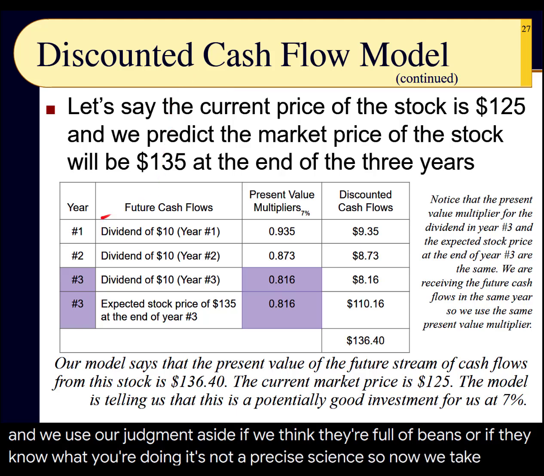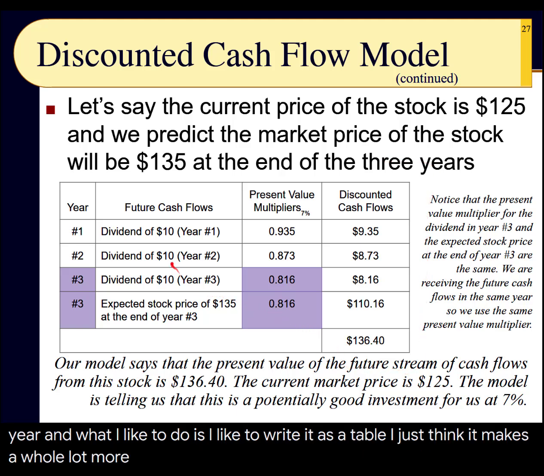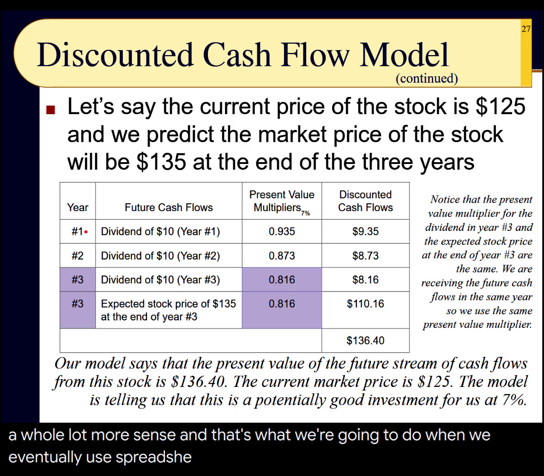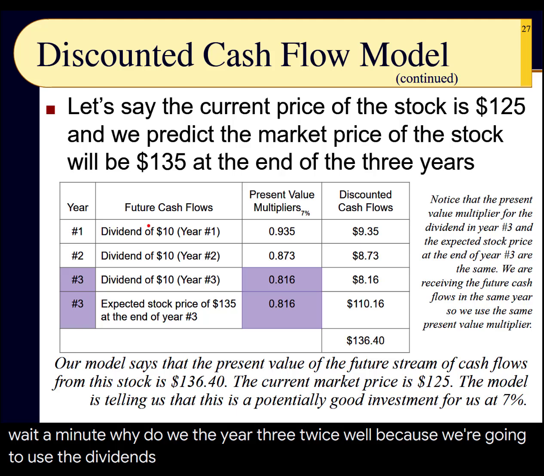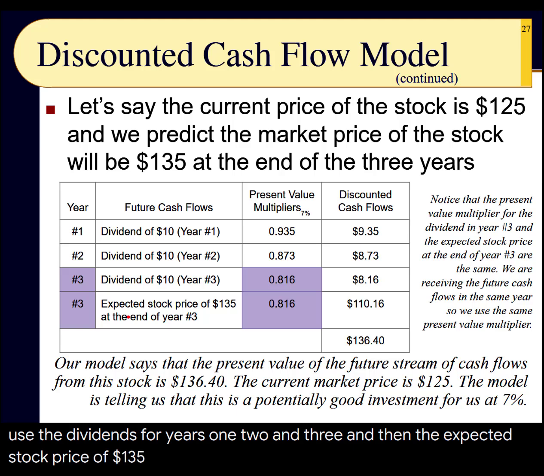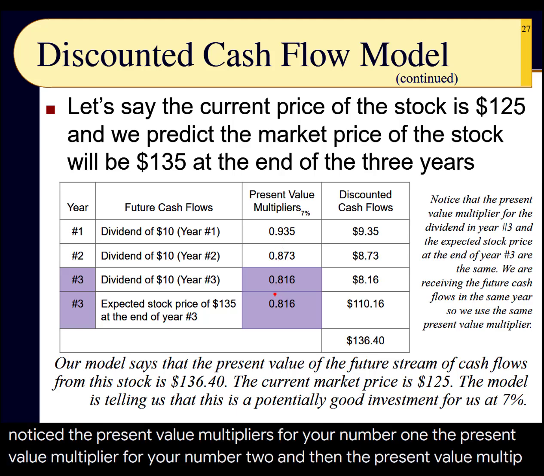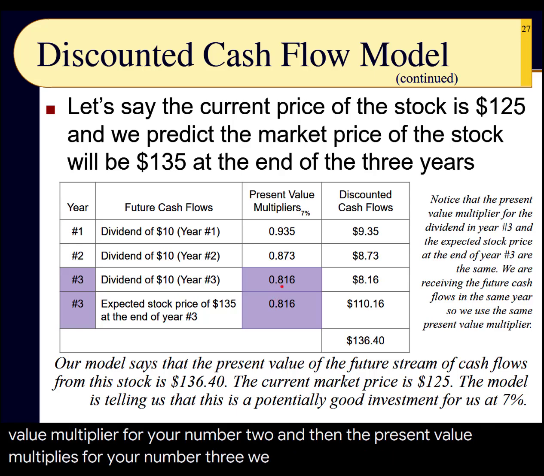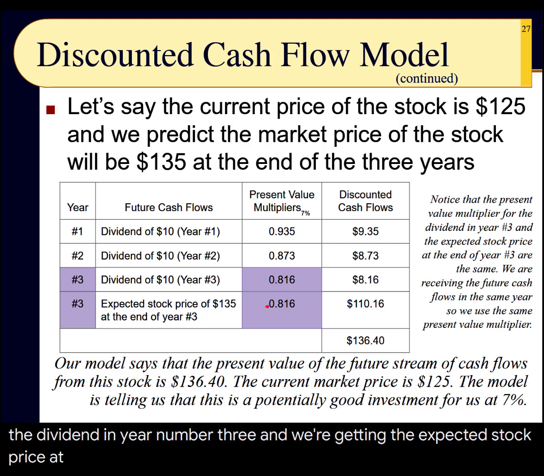So now we take the year, and what I like to do is write it as a table. I just think it makes a whole lot more sense, and that's what we're going to do when we eventually use spreadsheets. We have years 1, 2, 3, and 3. Wait a minute. Why do we have year 3 twice? Well, because we're going to use the dividends for years 1, 2, and 3, and then the expected stock price of $135 at the end of year number 3. So we notice the present value multipliers for year number 1, year number 2, and then the present value multipliers for year number 3 we repeat, because we're getting the dividend in year number 3 and we're getting the expected stock price at the end of the year number 3.